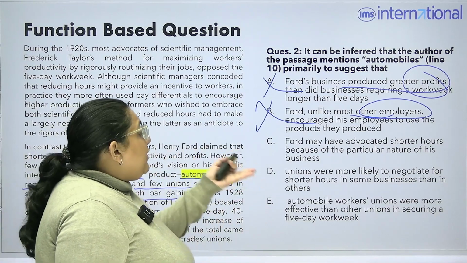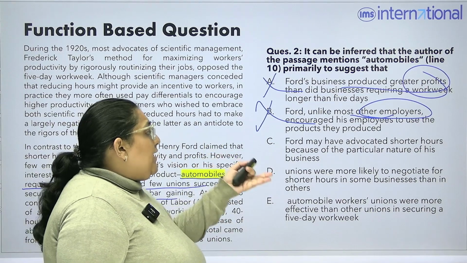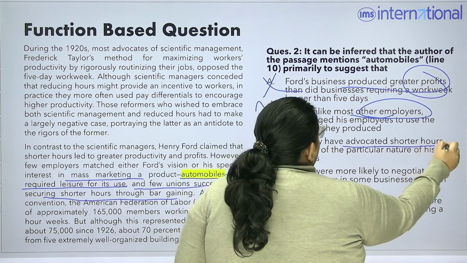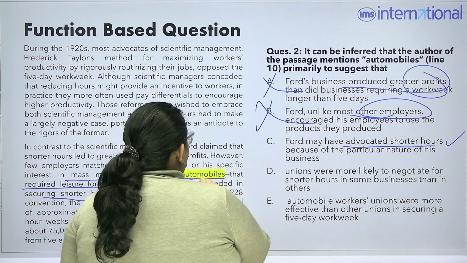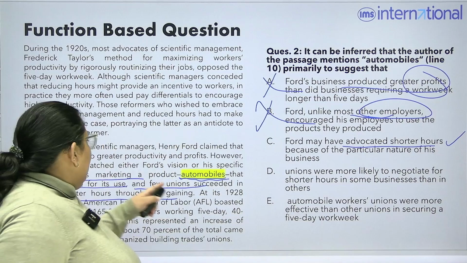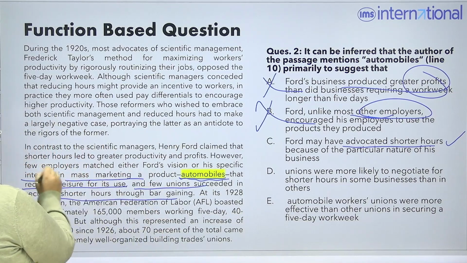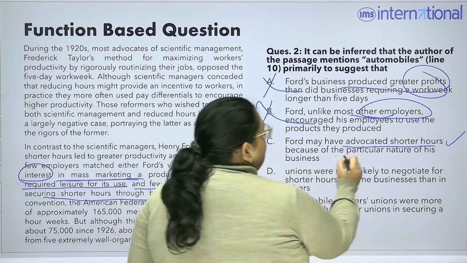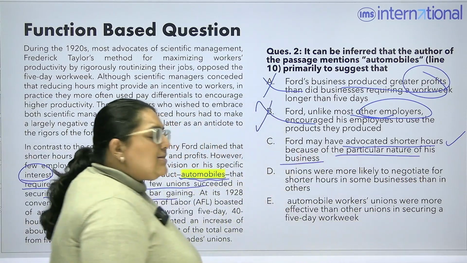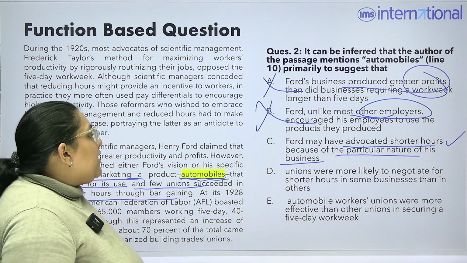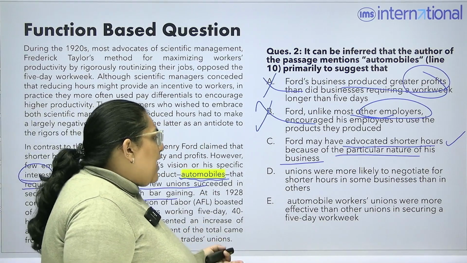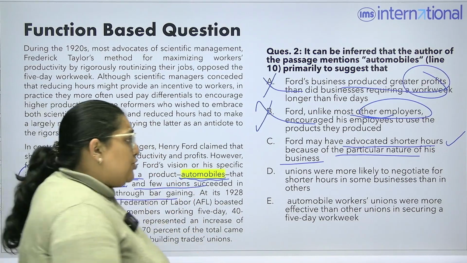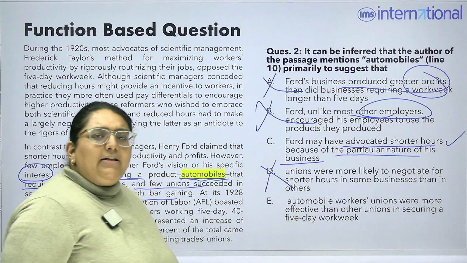Ford may have advocated shorter hours because of the particular nature of his business. Okay, Ford is advocating shorter hours. Yes, definitely. And automobile is one kind of business in which he had an interest. He had an interest in mass marketing products like automobiles. So that was a particular type of his business. We can hold on to C. Unions were more likely to negotiate for shorter hours in some businesses, but automobile was not a type of business in which unions were negotiating. It is not mentioned anywhere in the passage.